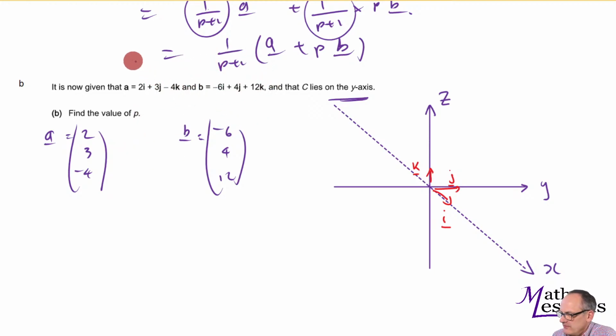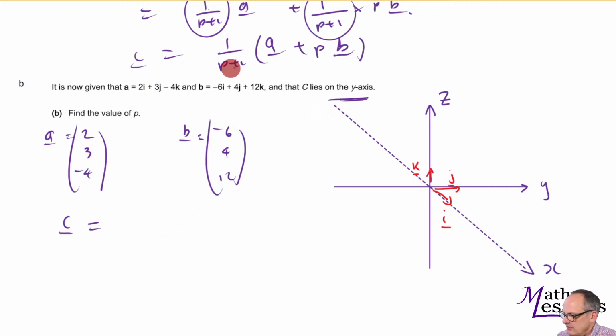So we know that C is equal to this, and we know that C lies on the y-axis. Now, if it lies on the y-axis, that means the x section and the z section are 0. So let's try and write out what we think C is.